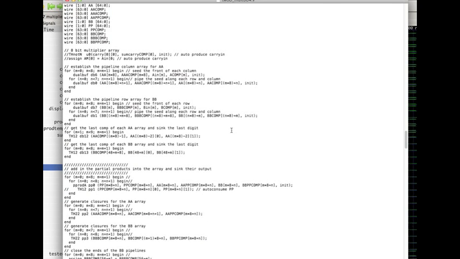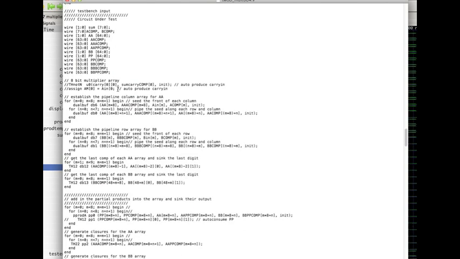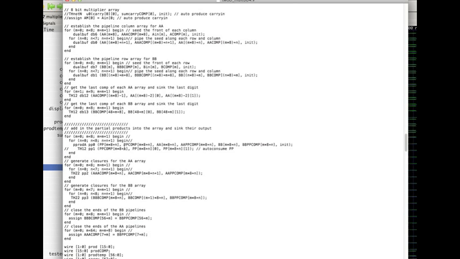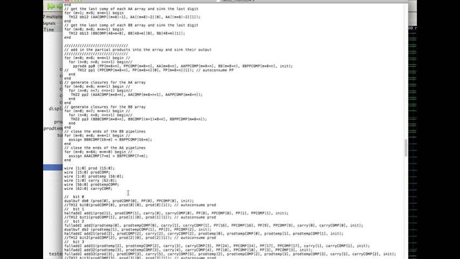So let's have a look at the code first. This is the circuit under test. This is the code that does the pipelining of the A and B through the array. This is adding in the partial products, and this is in the same sequence that we did the presentation.